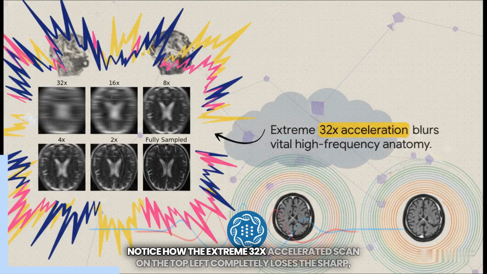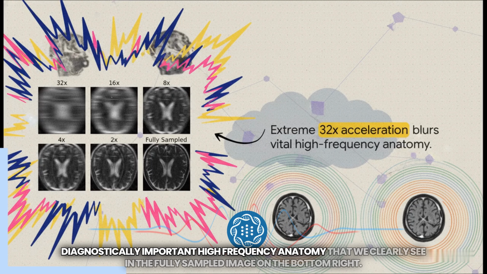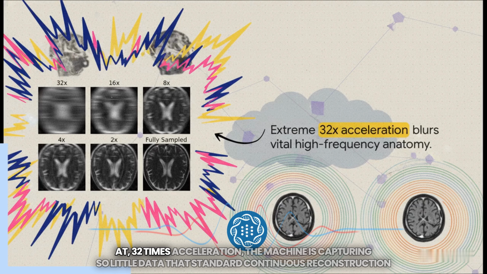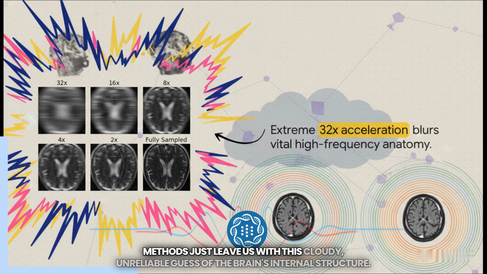Notice how the extreme 32x accelerated scan on the top left completely loses the sharp, diagnostically important high-frequency anatomy that we clearly see in the fully sampled image on the bottom right. At 32 times acceleration, the machine is capturing so little data that standard continuous reconstruction methods just leave us with this cloudy, unreliable guess of the brain's internal structure.